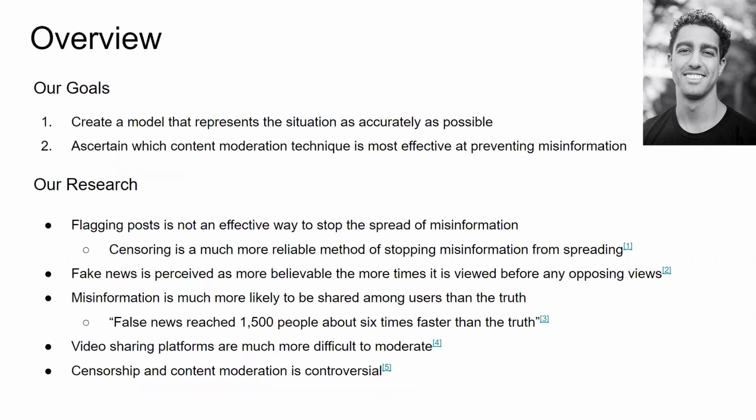We have two main goals. We want to create a model that represents the situation as accurately as possible, which boils down to figuring out which content moderation technique is most effective at preventing misinformation. To guide these conclusions, we found a solid body of research that supports the following. In essence, it's proven that flagging posts is not an effective way to stop the spread of misinformation, and that censoring is much more reliable. Other key takeaways deal with the severity of the spread of misinformation, which will be discussed later in the presentation.